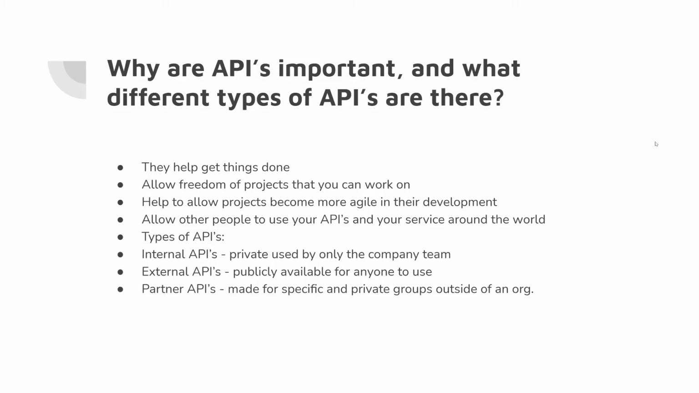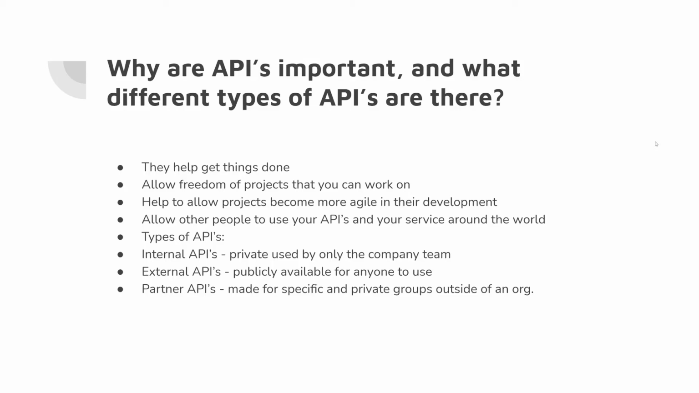So, as previously mentioned, they help get things done. In many situations, APIs are something that could be used throughout a company, throughout the world, in a specific organization, and they allow someone to utilize a specific function, and really help someone implement something that could be very difficult, and allows that difficult task to become a simple API call. So it not only helps get things done, but it allows freedom of projects that you can work on.